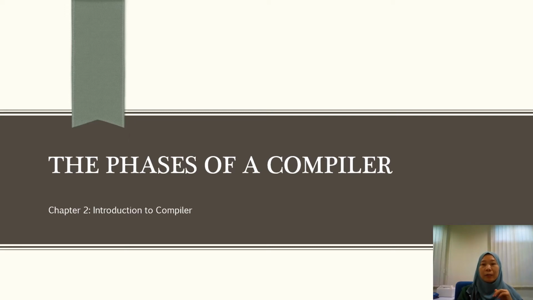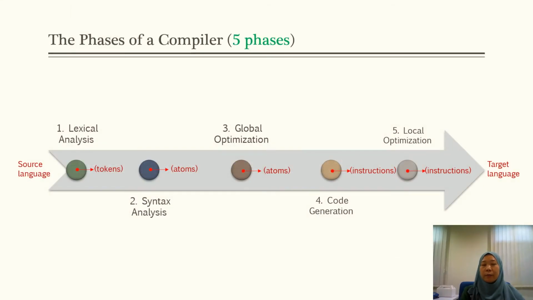So what are the phases? There are 5 phases altogether. The first one is lexical analysis. The second is syntax analysis. The third is global optimization. The fourth is code generation. The fifth is local optimization. We put in the source language, the high-level language, and at the end, the output is our target language, which is our machine-readable language. So these are the phases.